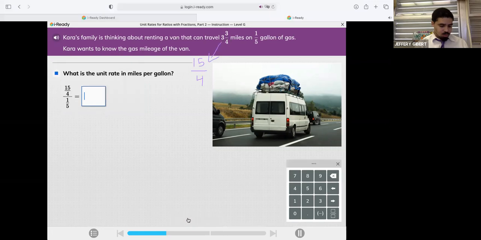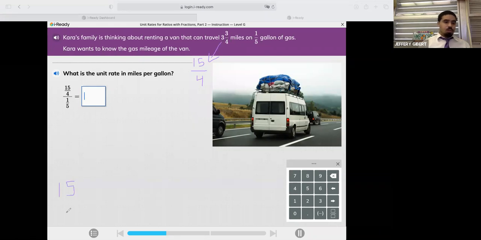What is the unit rate in miles per gallon? All right, Quincy, how do you solve this? How do you get the unit rate? Oh, you divide, right? You always do the top divided by the bottom. So 15 over 4 divided by 1 over 5.